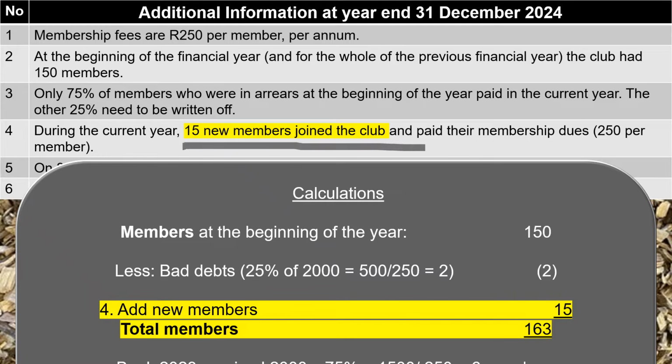Right, 15 new members joined the club. So now we have members at the beginning of the year, 150 they told us. There it is. 2 members have now gone insolvent. There were 15 new members, and that gives us now 163 members. What was the membership fee? I think the membership fee was 250. So that is actually the income that we should earn for the year. 163 multiplied by 250.